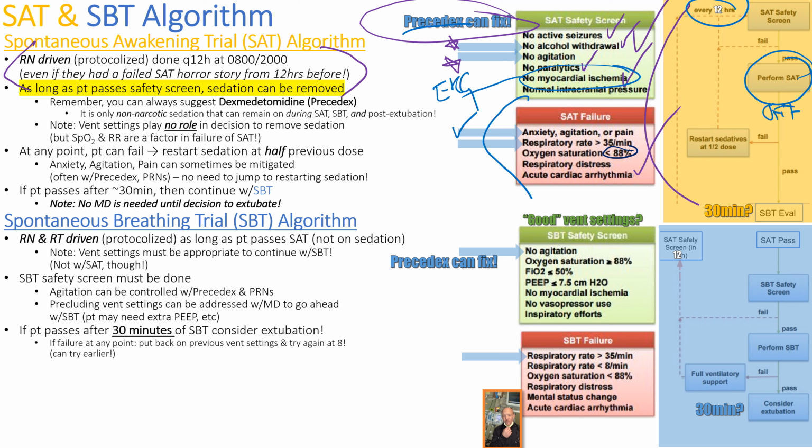So if their stats are less than 88%, they have failed. We're going to restart sedation how? At half the previous dose, if they fail, right? So if they fail, we're restarting, and then we're trying again at 8 o'clock on the next shift, right? So remember, you can always suggest dexmedetomidine or Precedex, right?